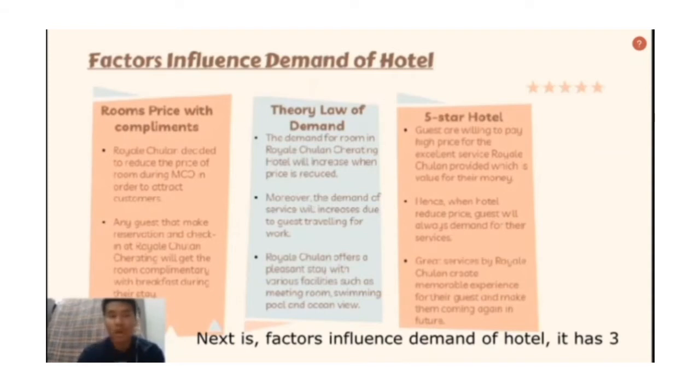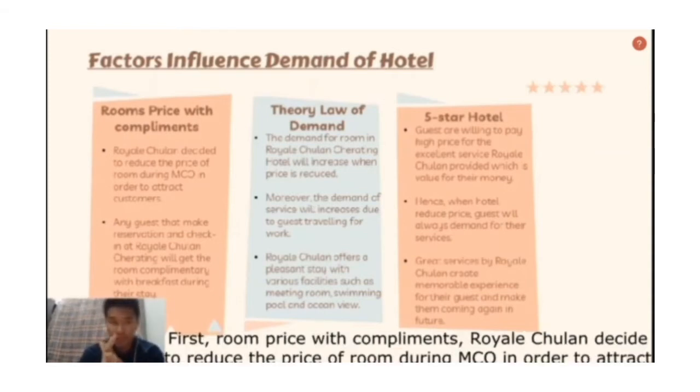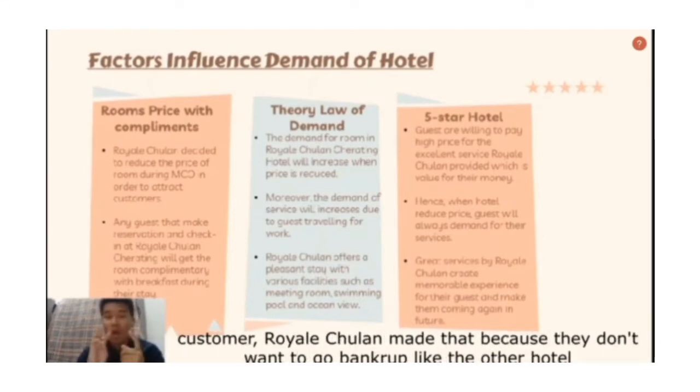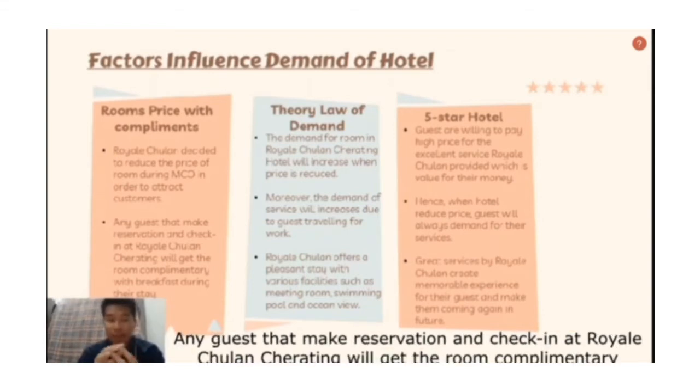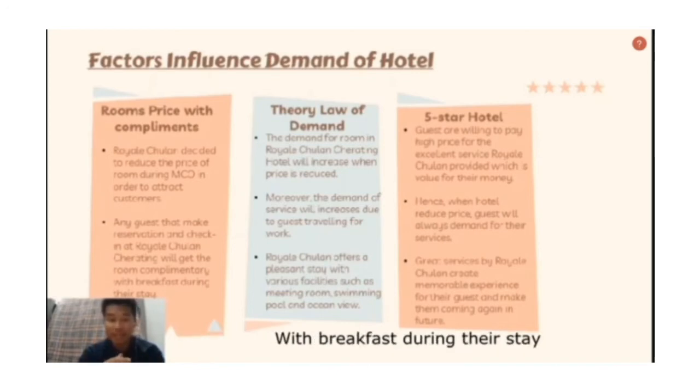Next is factors influencing demand of hotel. It has 3. First, room price with complement. Royal Chulan decided to reduce the price of rooms during MCO in order to attract customers. Royal Chulan did that because they don't want to go bankrupt like the other hotels. So they put out a lot of promotions to attract customers. Only guests who make a reservation and check in at Royal Chulan Cherating will get the room complimentary with breakfast during their stay. Only that.